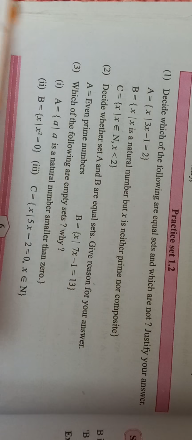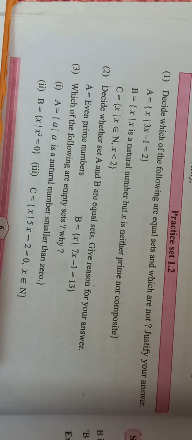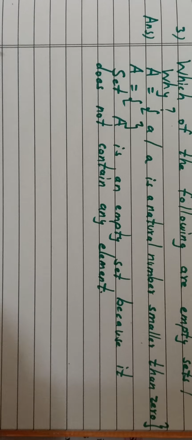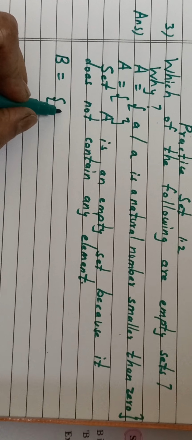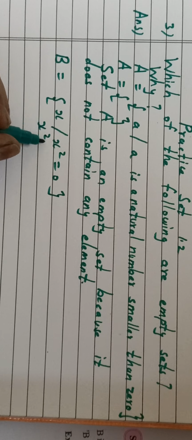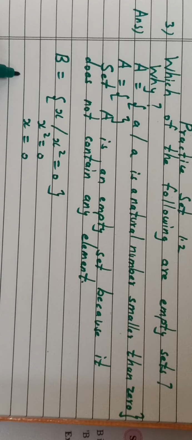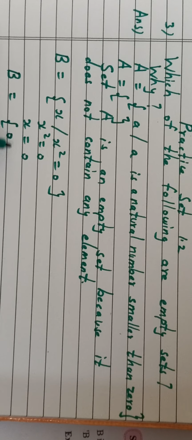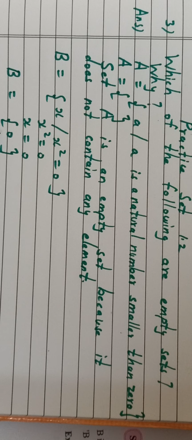Now what is the next one given? That is also simple. Here set B is the set of all x such that x square is equal to 0. First I will write B is equal to the set of all x such that x square is equal to 0. Now x square is equal to 0, so x will be 0. Now if x is 0, set B will contain an element 0. So set B contains 0, the most important element, right? So set B is containing one element. So it is a singleton set. It is not an empty set.